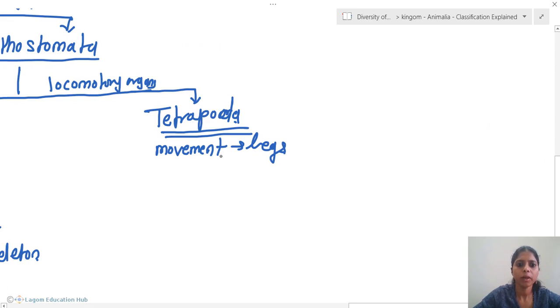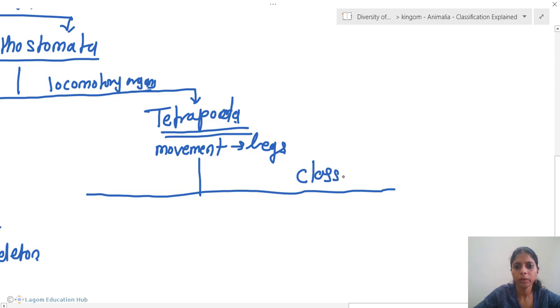Now Tetrapoda are also classified into classes, but the basis of classification is a little different. It is classified on the basis of the type of skin they have, whether they have rough skin, glandular skin, or hair on the skin. The first class in the Tetrapoda is called Amphibia. What is it called?